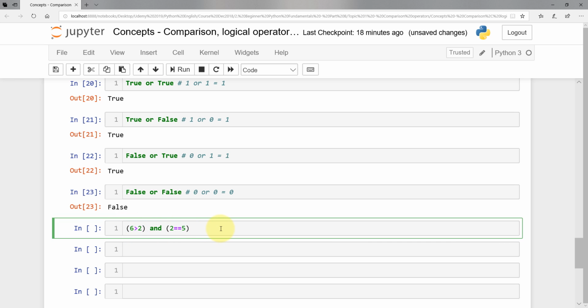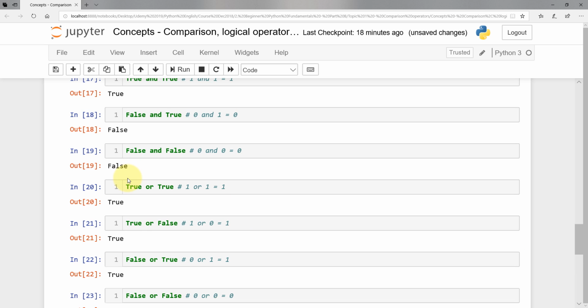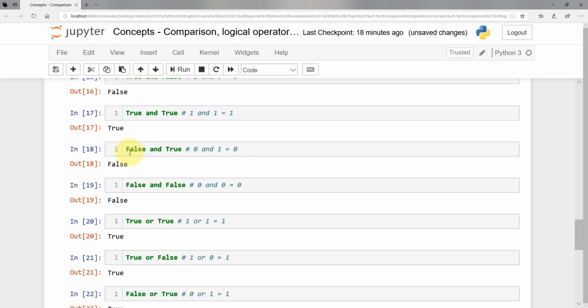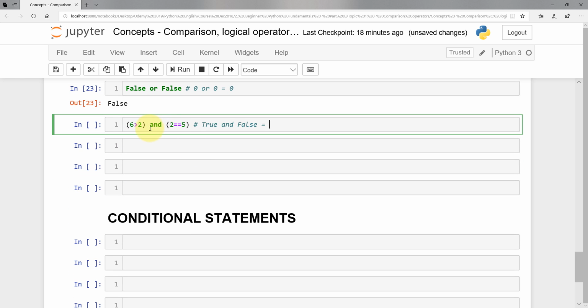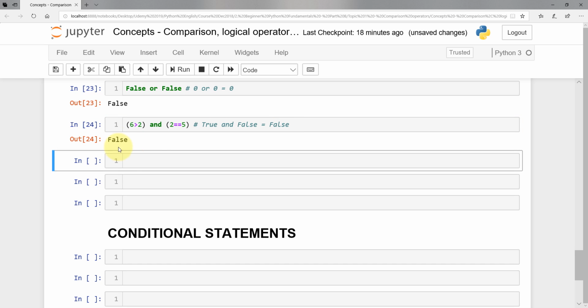Well, the first element was actually true. So that means the first one was true. And I'm saying and, right? Here I'm asking, is 2 equals 5? Well, the answer is false. So when I perform true and false, if you remember, the answer will be false. Because when you do and, that means this condition has to be true and this condition has to be true in order for the output to become true. So I'm expecting the answer to be false. Let's run that, and that's what we got. We got false. All right.